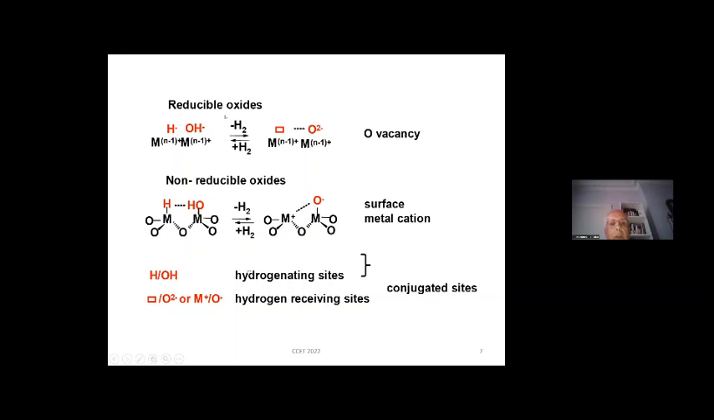After evacuation with a reducible oxide, we obtain an oxygen vacancy stabilized by an oxygen atom negatively charged. For non-reducible oxides, there is a formation of a surface metal cation also stabilized by an oxygen atom negatively charged. Finally, during activation of metal oxides, we form conjugated sites: HOH hydrogenizing sites, and oxygen vacancy or surface metal cation hydrogen receiving sites.